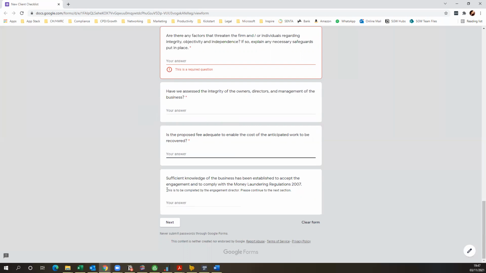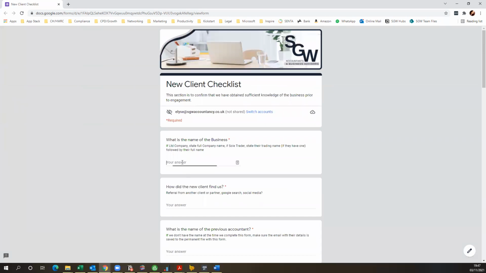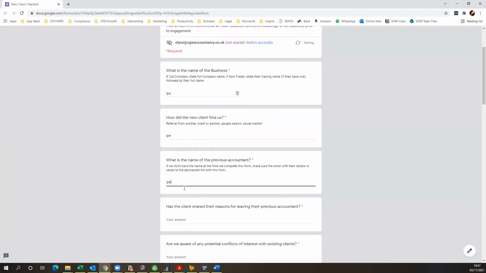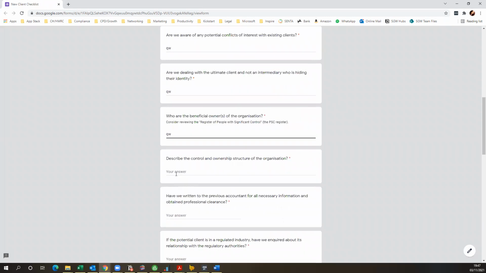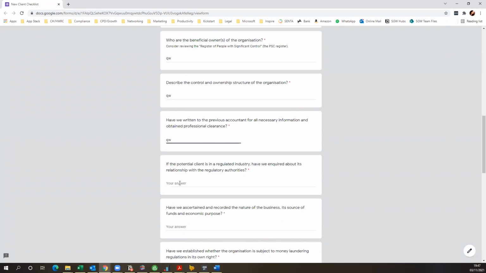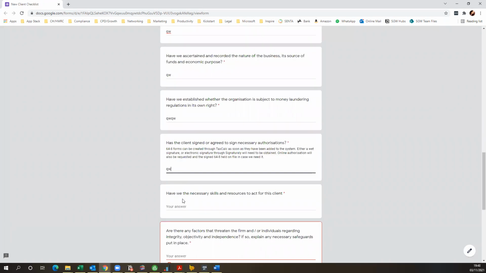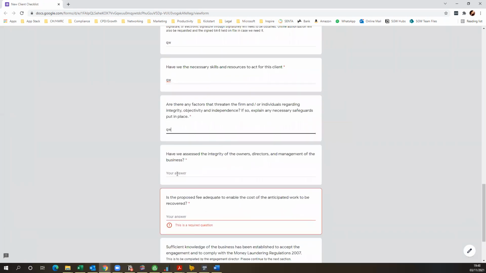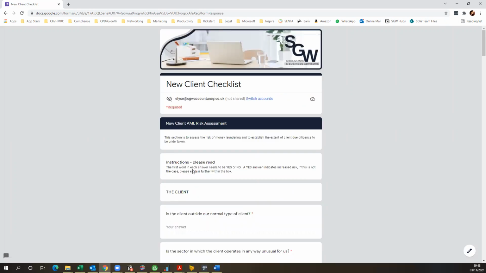Sufficient knowledge. Oh, this is just the sign-off section, so it needs to be completed by the engagement partner. So you just need to go on to the next section. What I should have done as I go through here, these are all required, so you need to write something into each one. Don't just put random letters in like I am, because that's not very helpful. If you need to, just put NA, not applicable, something. I'm just doing this so that I can click next, because unless I've filled them out, you can't click next.